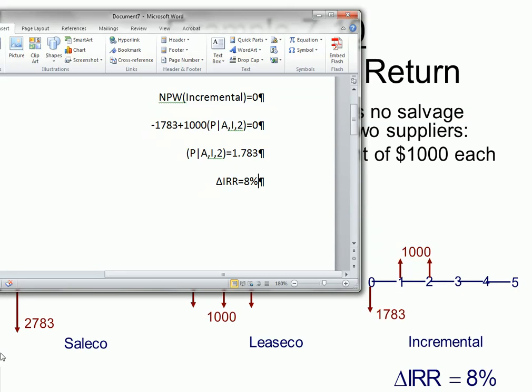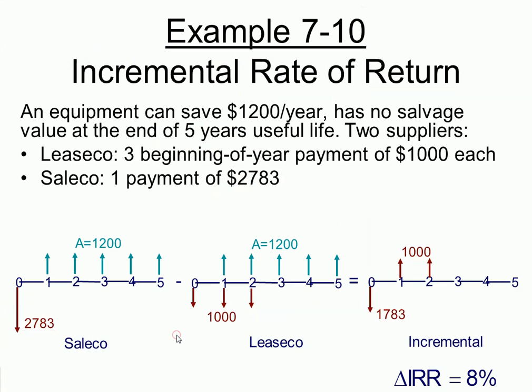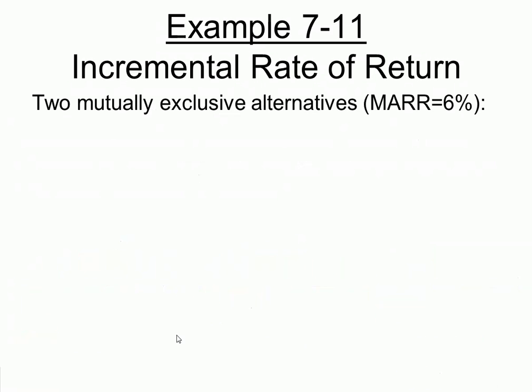So coming back to our example, that helped us determine the incremental internal rate of return. Here's another example. We have 2 mutually exclusive alternatives, and we have the minimum attractive rate of return of 6%. So which of these 2 alternatives would we select? The first alternative and the second alternative.